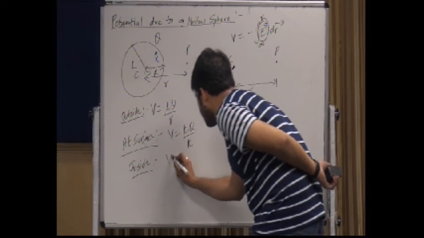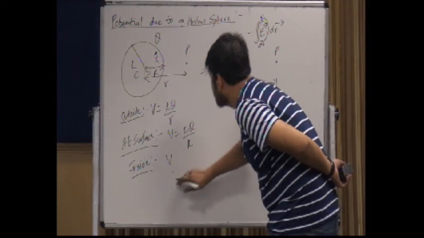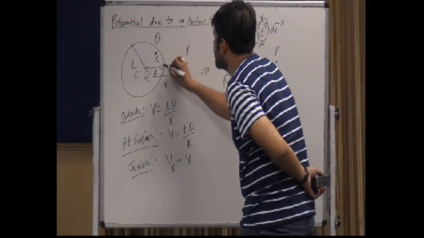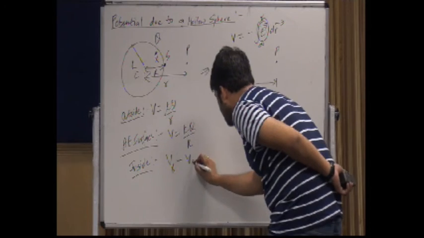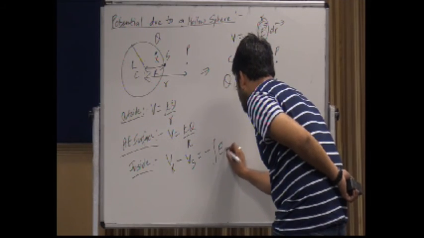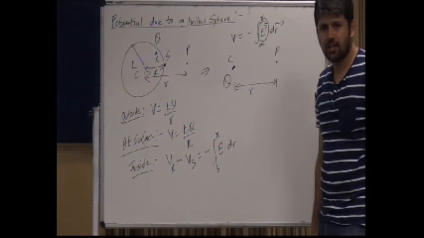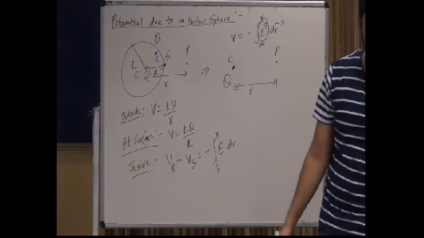Inside, let's find V. V is equal to Vx minus V, let's call this point S, surface point. Vs is minus integral E dot dr from S to x. Is it okay? The potential difference can be expressed like this.